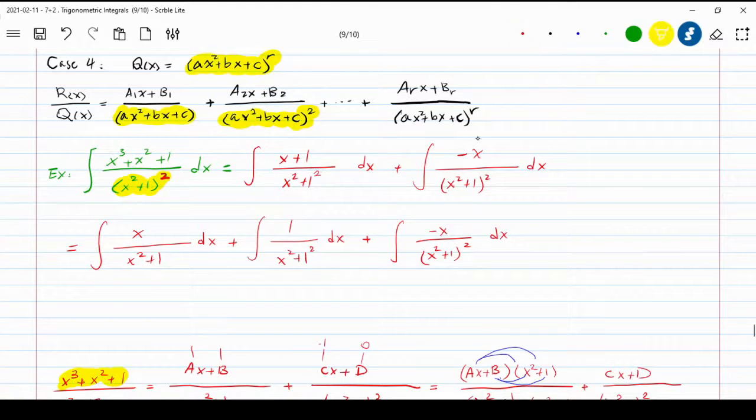Okay, let's focus on the first integral. What would be this integral?